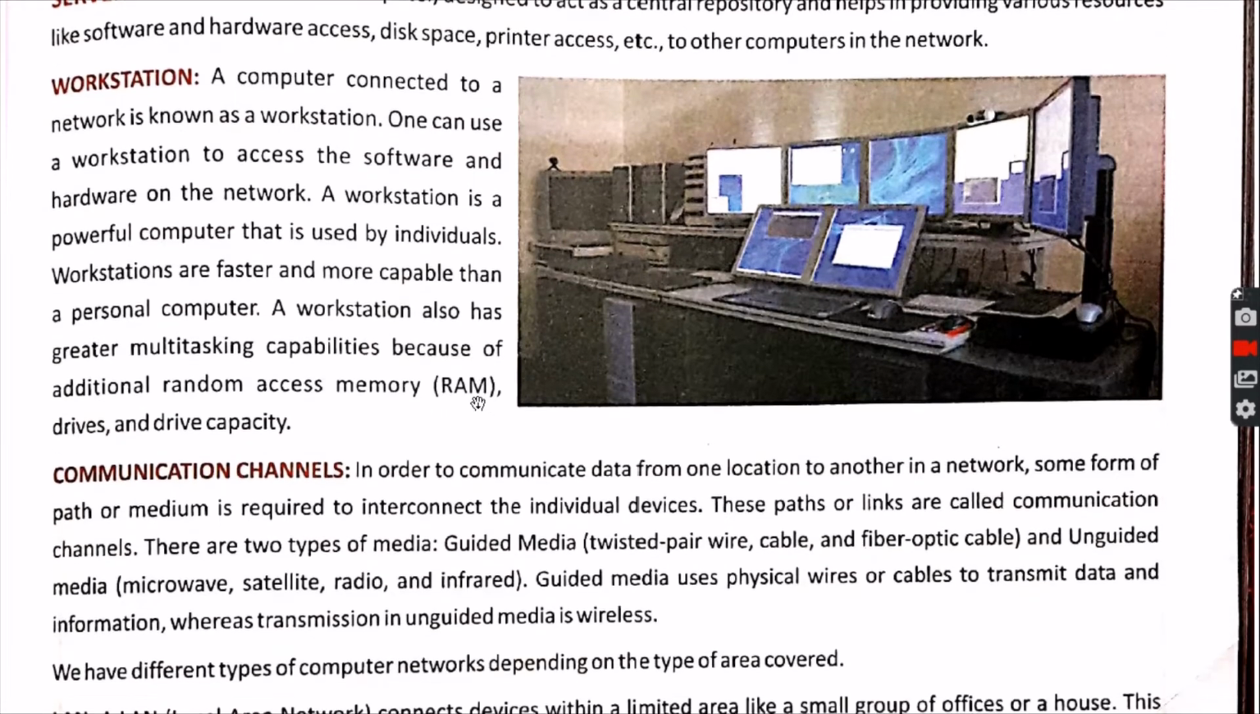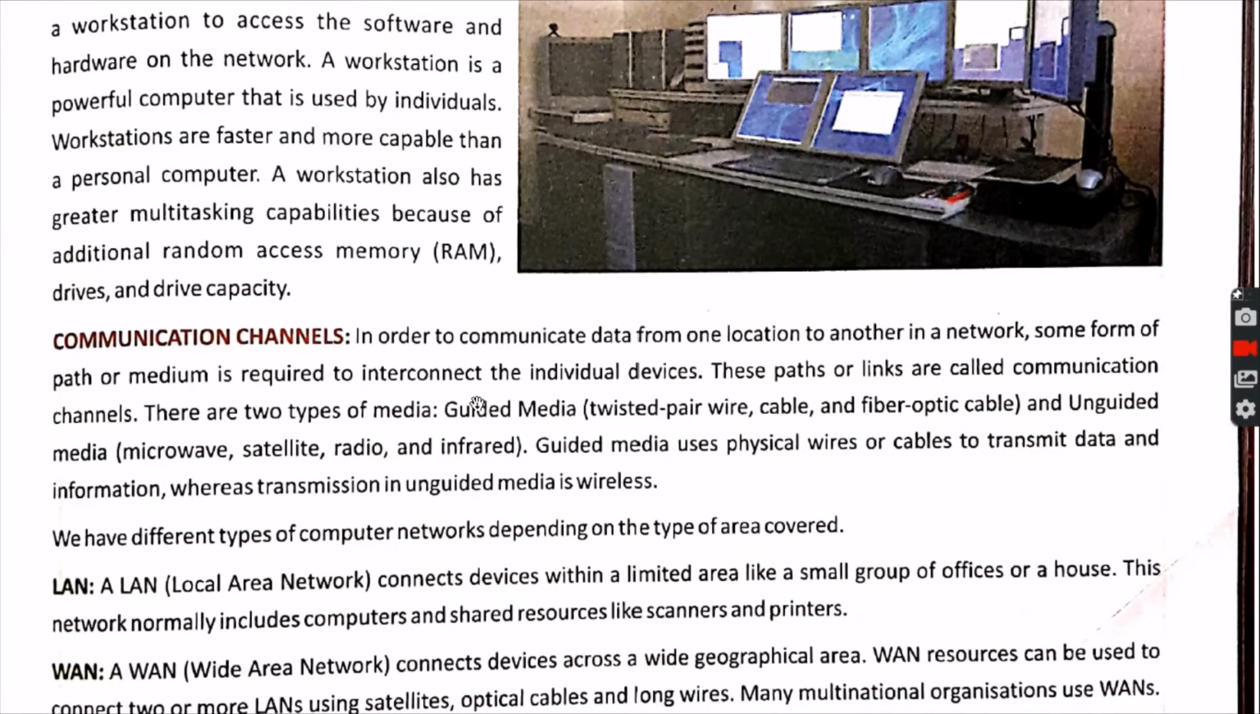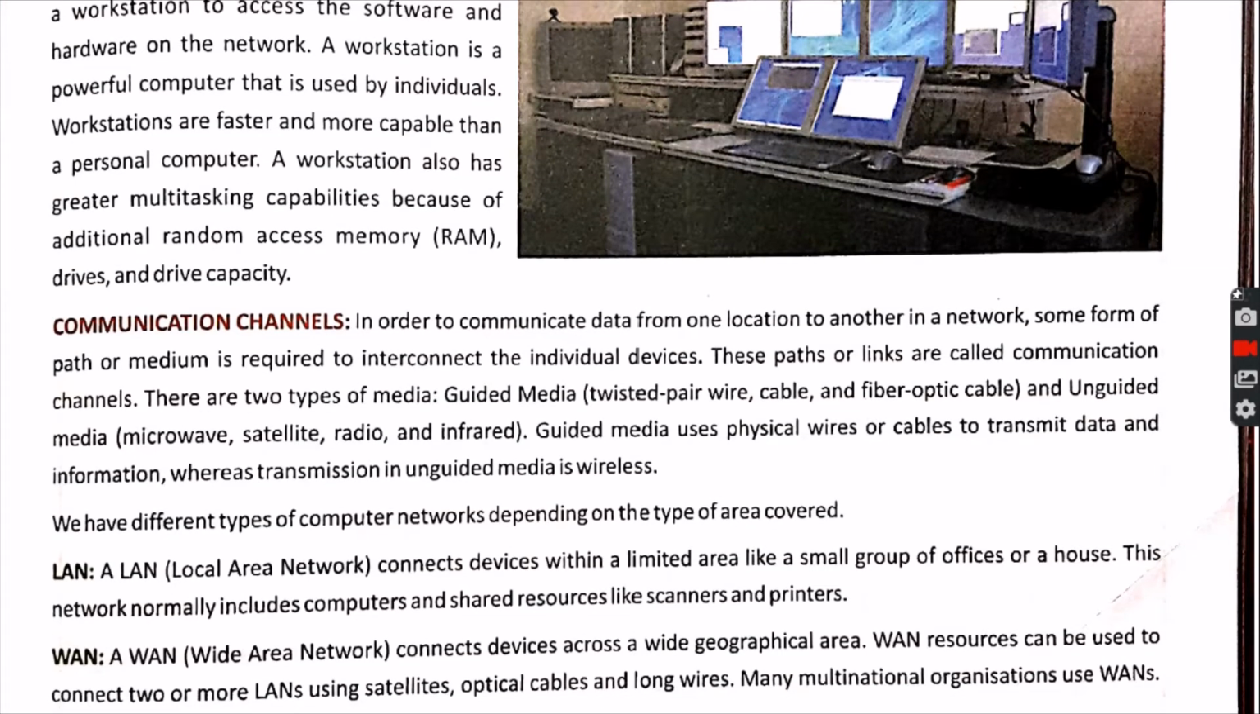Now let's see what a communication channel is. What is a channel? A channel is the path by which signals travel. It may be a wire or it may be waves, as you can see here. Examples of waves are microwave, satellite, radio, and infrared. And the wired media, when we connect two or more computers with the help of wire, is known as guided media. It may be connected with twisted pair wire, cables, and fiber optic cables.